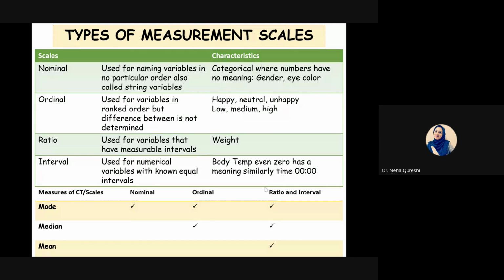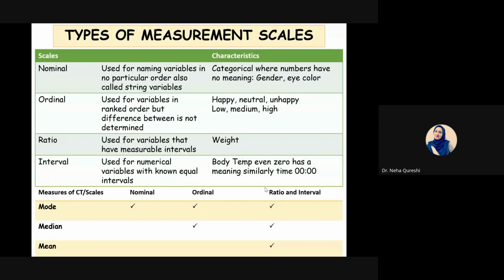In order to simplify things, nominal means it's a string variable where you usually only name things. It usually does not convey any meaning, but it is where there are categories and you name certain things, like gender, male, female, then eye color. It can be brown, blue, green, black, whatever. Then ordinal scale is where things are ranked in order. That means there is a ranking or that order has certain meaning. So for example, low, medium, high, or how's your mood, happy, neutral, unhappy, or sad.